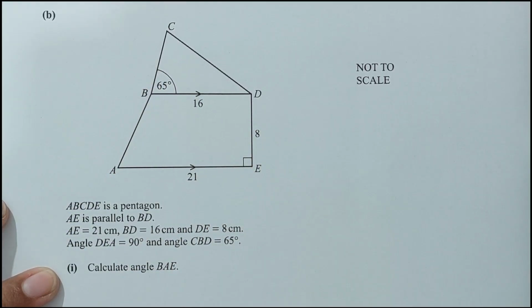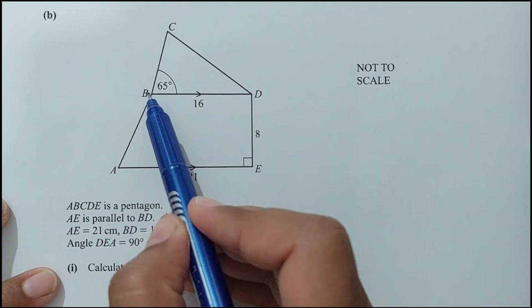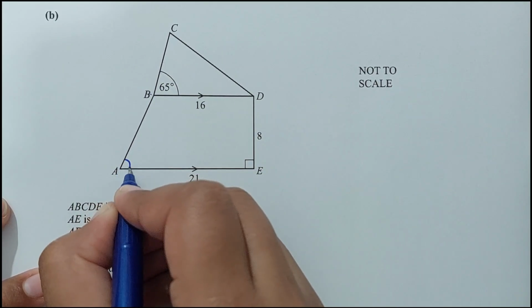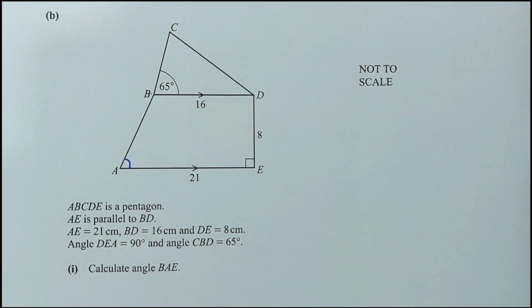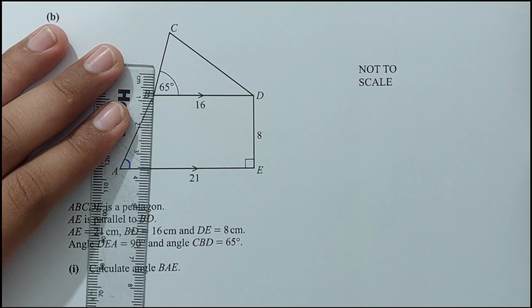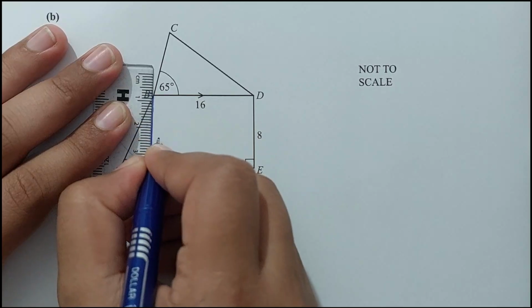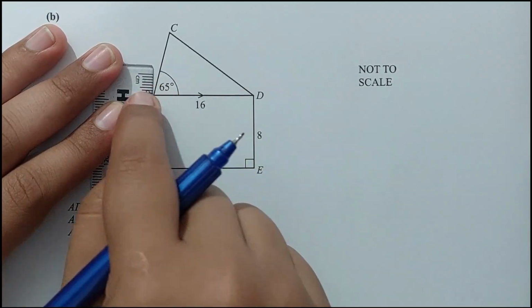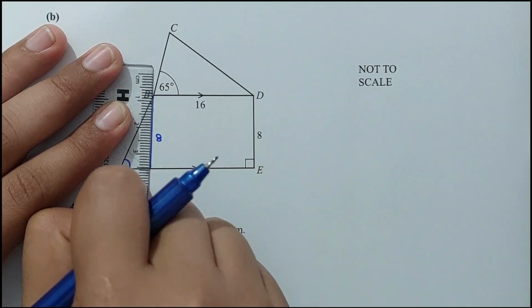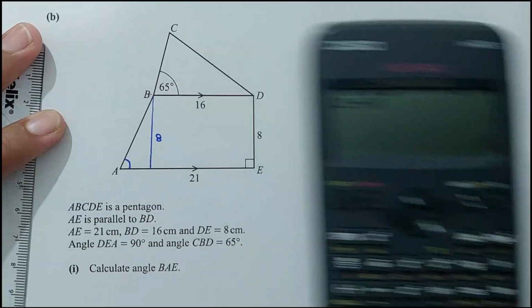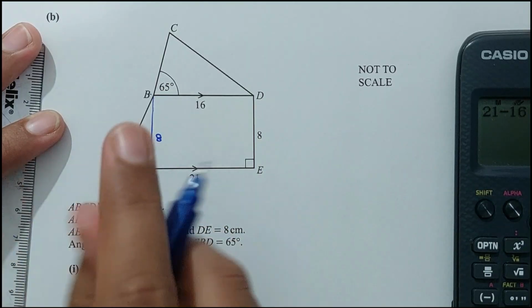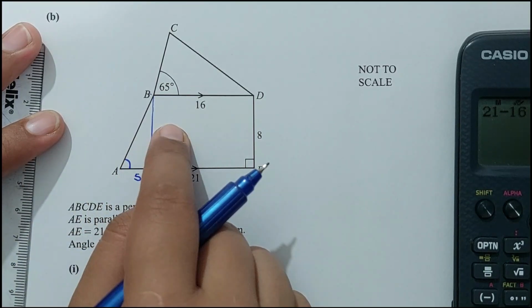Now for part one, calculate the angle BAE. This is the angle we have to calculate. To get angle BAE, if I draw a straight line over here, this straight line is also 8 centimeters. Both are parallel. This is 16, this is 16. What is this length? This is 21 take away 16. This is 5.